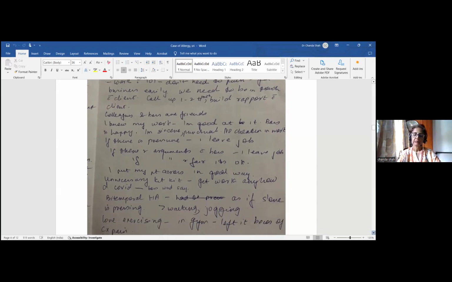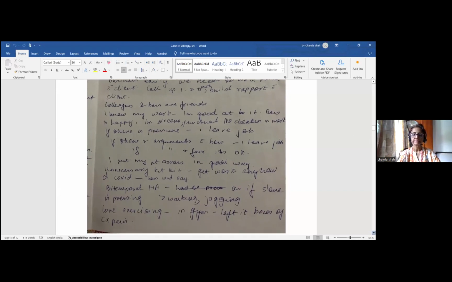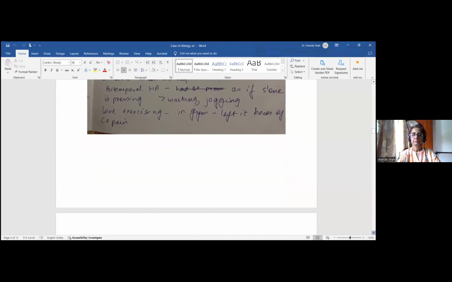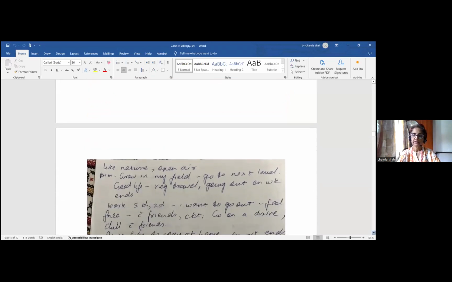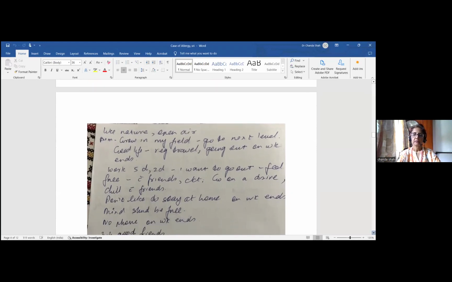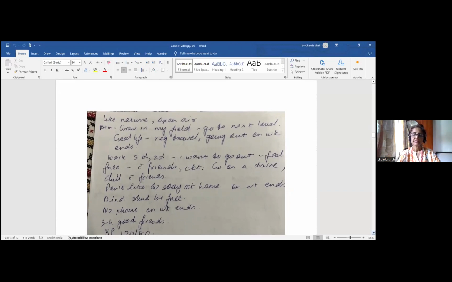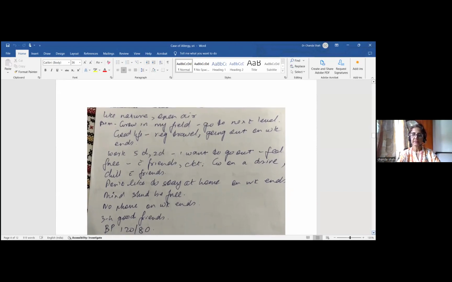Okay. So then he said, I love exercising in the gym, but I left it because of cervical pain. Okay. Then further he's saying, I like nature, I like open air. So again, I'm pushing him. So what's your aim in life? He said, I want to grow in my field, go to the next level. I want a good life. I said, what do you mean by good life? He said, regular travel, going out on weekends. So that's what his requirement is.